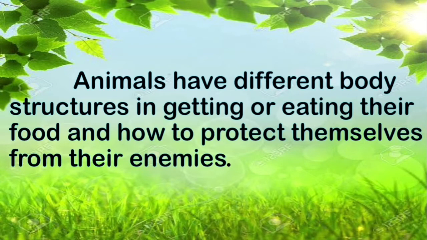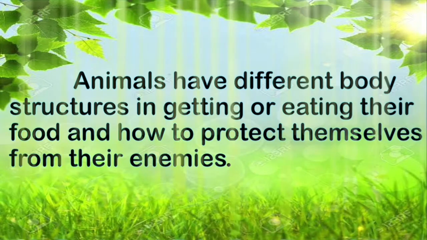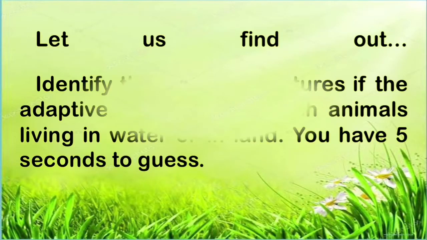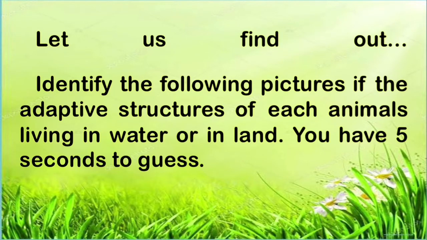Based from the previous lesson, you have learned that animals have different body structures in getting or eating their food and how to protect themselves from their enemies. And now, let us test if you can still remember our previous lesson. Let us identify the following pictures if the adaptive structures of each animal are for living in water or on land. You have 5 seconds to guess.